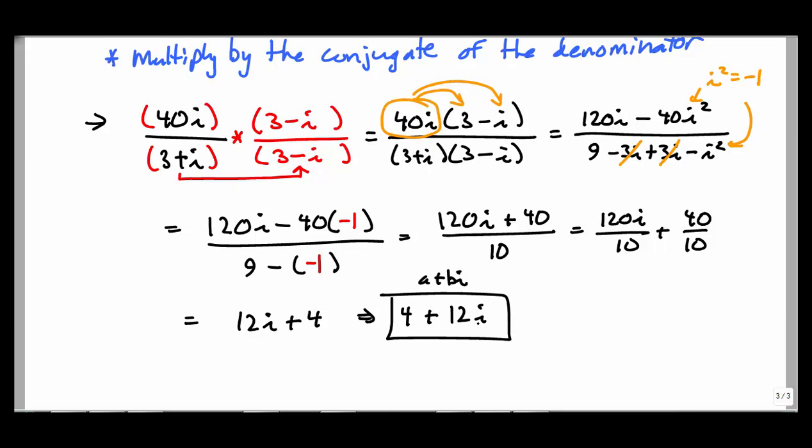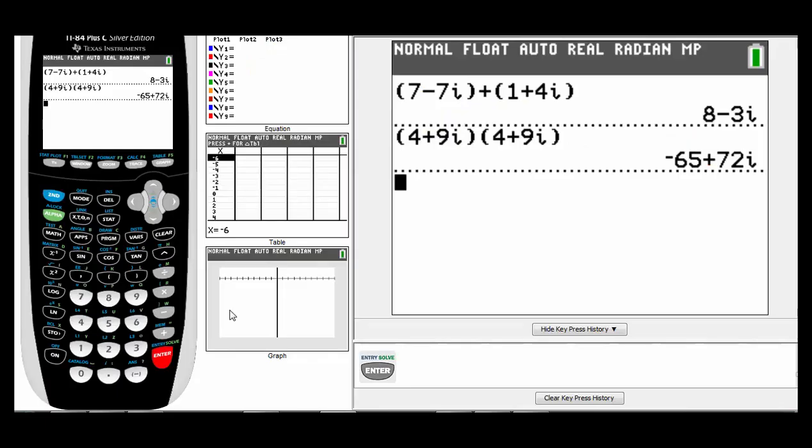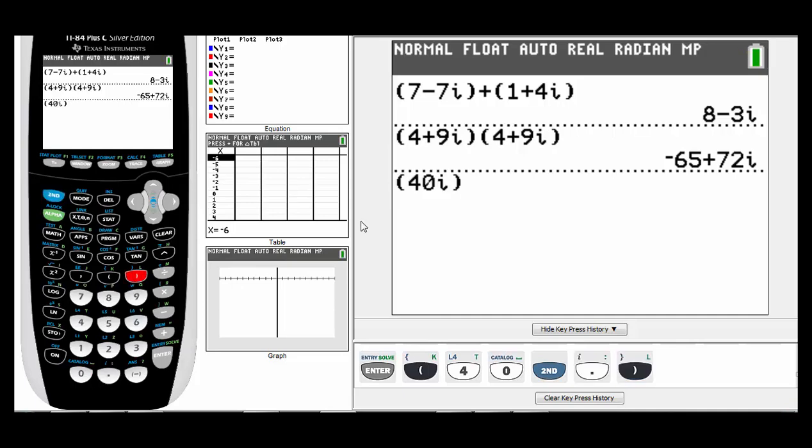Now let's see what our calculators think of this particular problem: 40i over 3 plus i. We need to be really careful about how we enter this. We need to make sure that we use parentheses to distinguish the numerator from the denominator. So it's important that we have the 40i in the numerator. And remember, the i is second, and then the i is right above the decimal. So 40i, and we need parentheses around the denominator, which was 3 plus i.